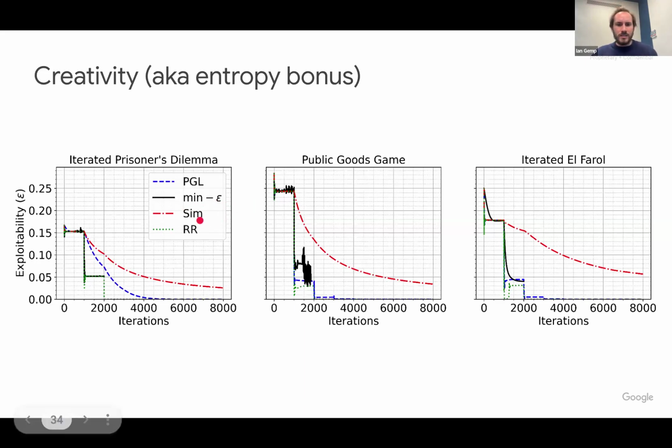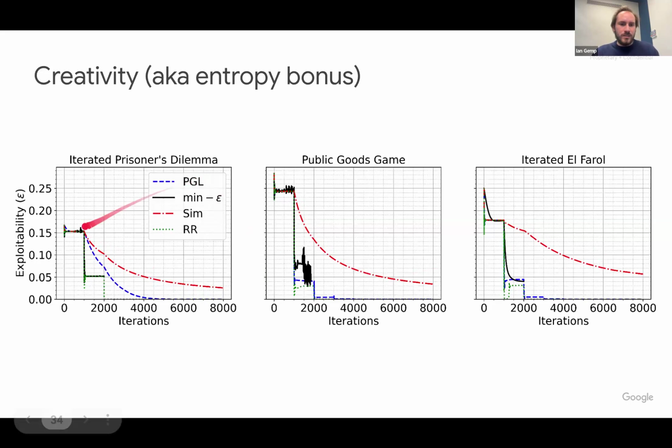Sim just means simultaneous gradient ascent for all players. We know that this doesn't converge in general games, but we're running it anyways as a baseline. And then round robin means we're going to cycle through the players one at a time. They're all going to perform gradient ascent steps. And what we see here is, one, simultaneous gradient ascent is decreasing exploitability slowly. It does this in the public goods game as well, and AlphaRoll, but it doesn't perform the worst.